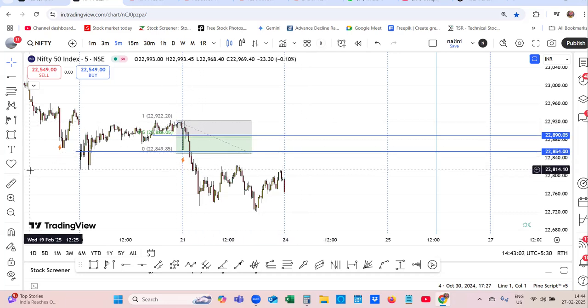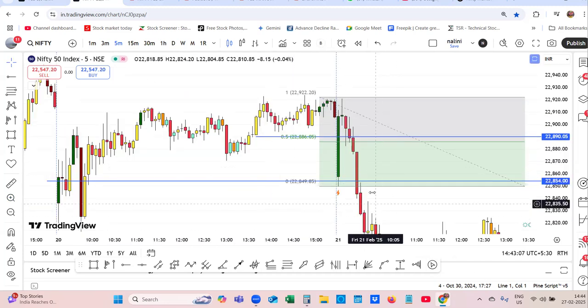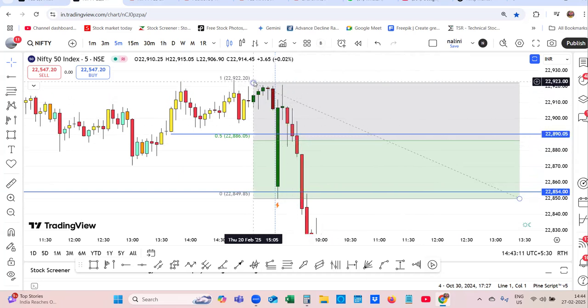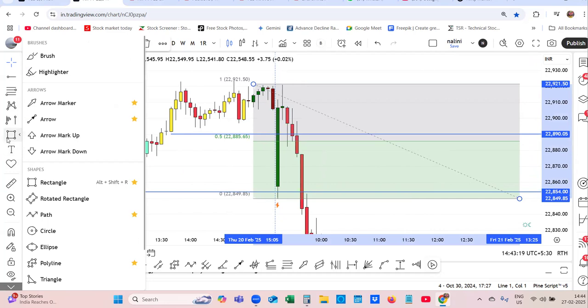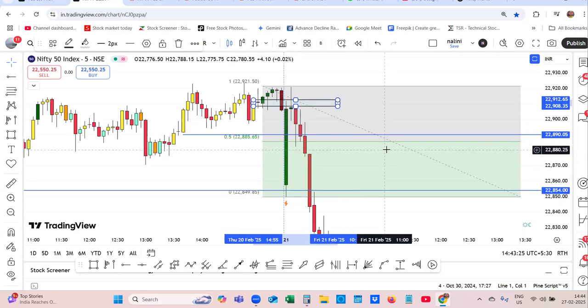This is the one. See what happened in the first 5-minute candle on the 21st. You can see the second 15-minute candle was a rejection candle over here. There was no breakout from this candle, so there was no higher high in this candle.